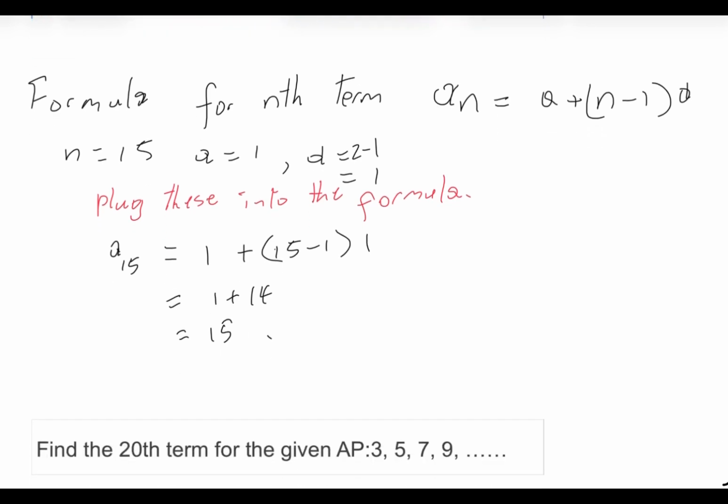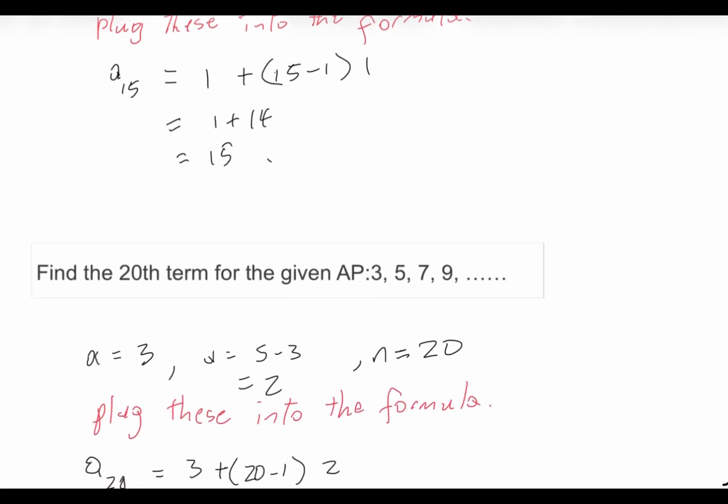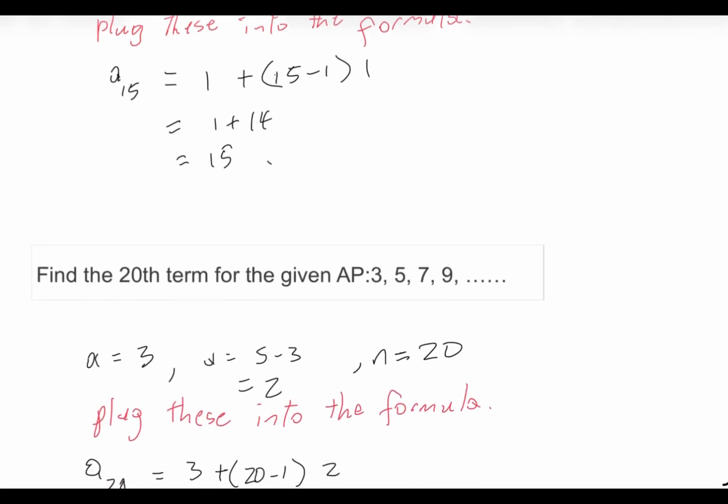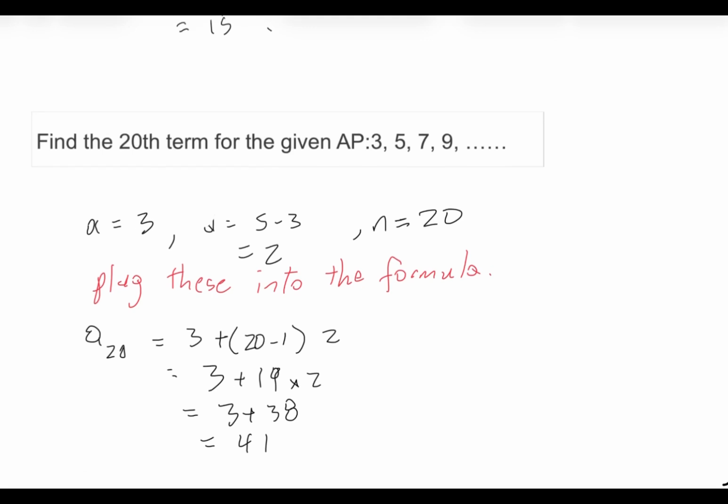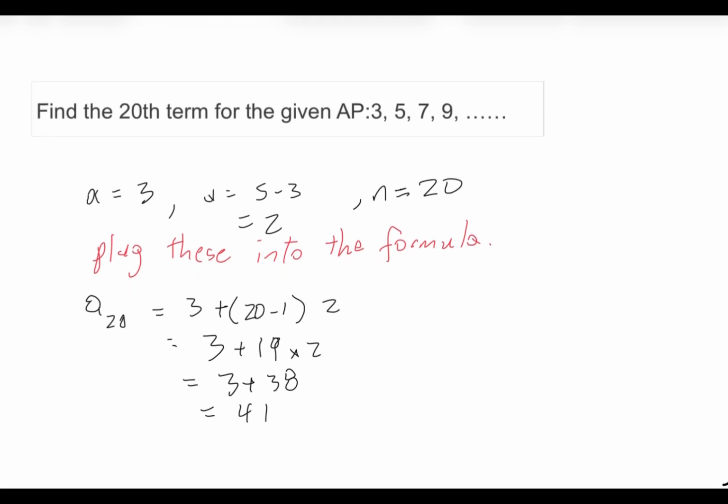Let's look at another example. I ask you to find the 20th term of the given AP, 3, 5, 7, 9, and so on. Here, a is equal to 3, d is equal to 5 minus 3 is equal to 2, n is equal to 20. Plug these into the formula.